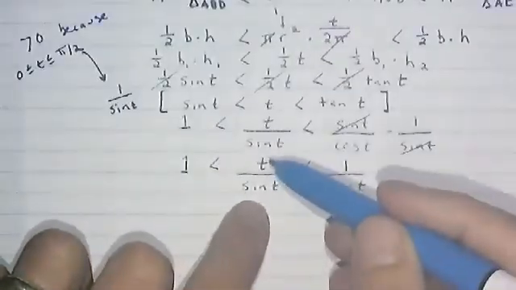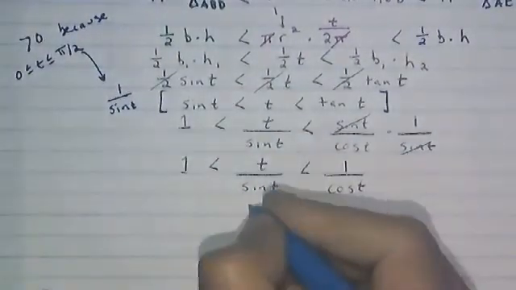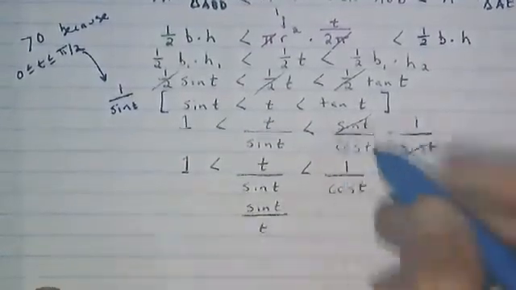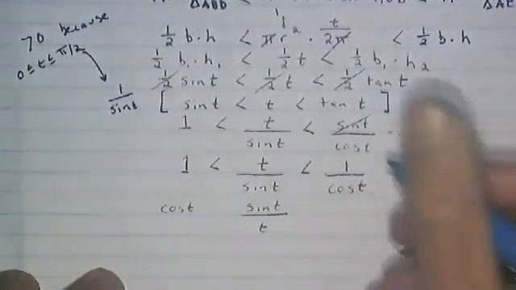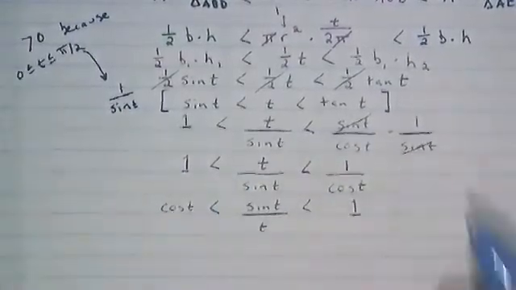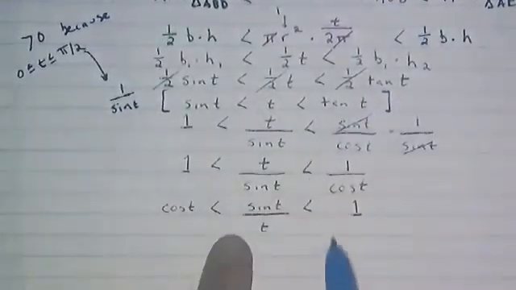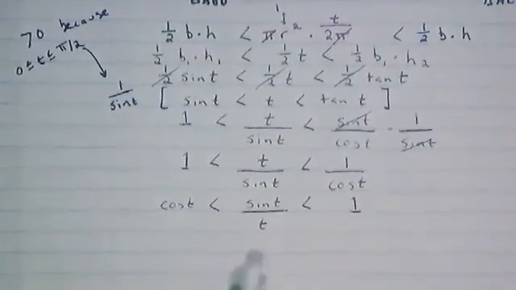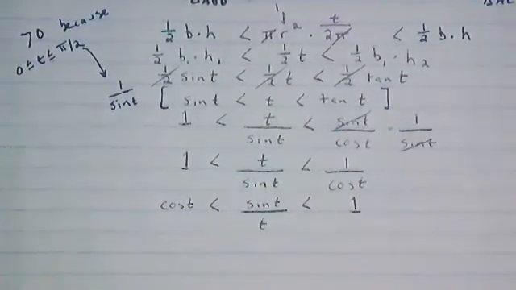And so I want to do that. I want to turn this into sine t over t, and then flip everything. We'd have cosine of t on the left, and 1 over 1 is still 1. Okay, so I flipped everything and then flopped it, and then put it in the right order. And now that middle part looks exactly like it did in our theorem.